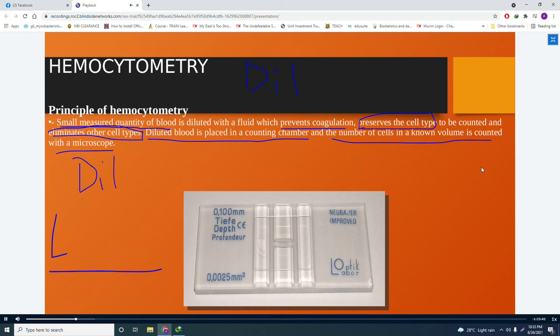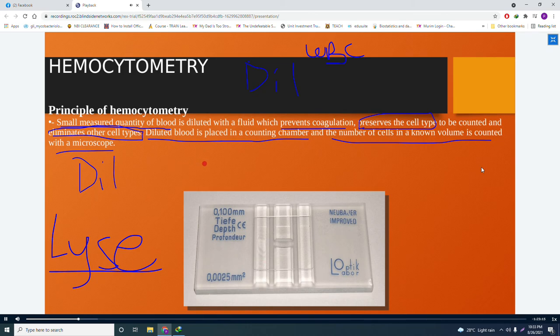Lysis. Okay, very good, Mr. Torres. They lyse, or burst. So, let's say your WBC diluting fluid, which cells can be lysed? It preserves the cell type to be counted, so from that statement you can derive that WBC is what is preserved. So which cells does it lyse, class?